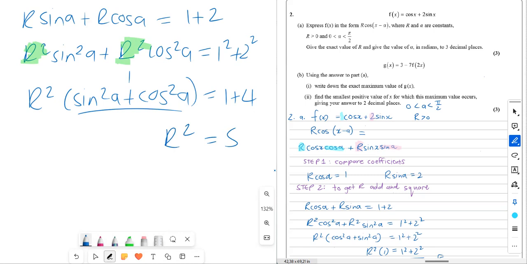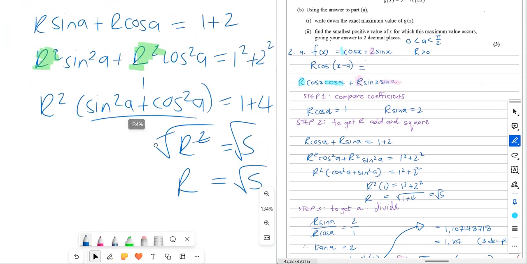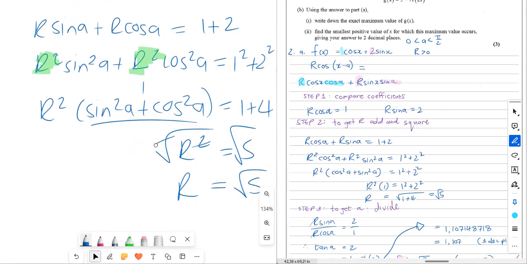And the last step is to square root both sides to find your answer. Obviously, the square cancels out on that side. Okay, so we're going to end up with square root 5 as our R. Okay, so we have R, and once we've got R, we need to find alpha.